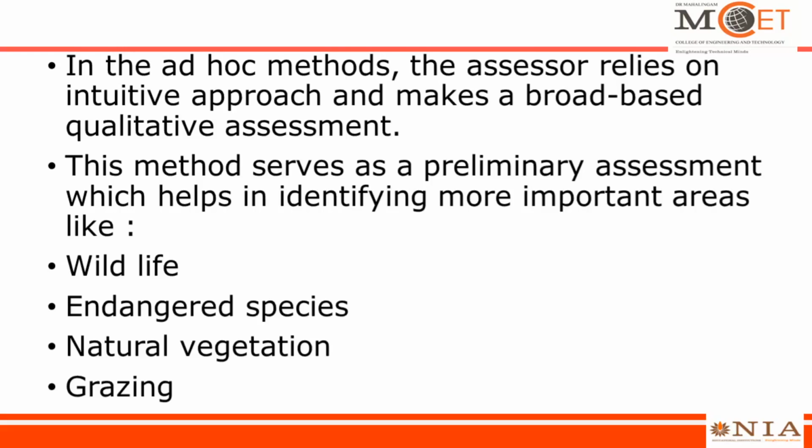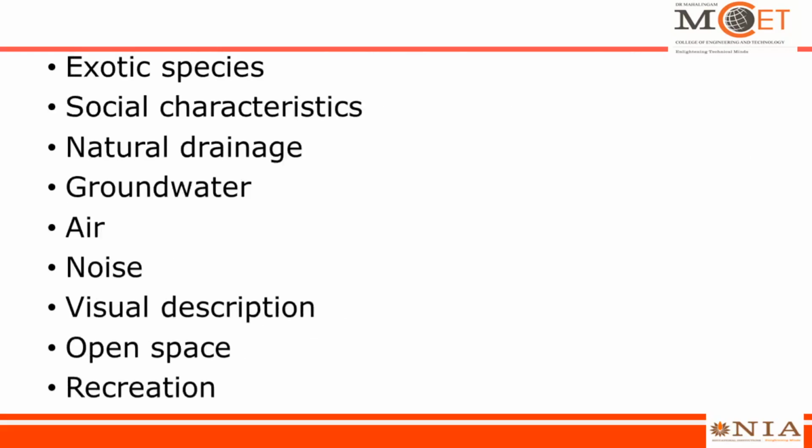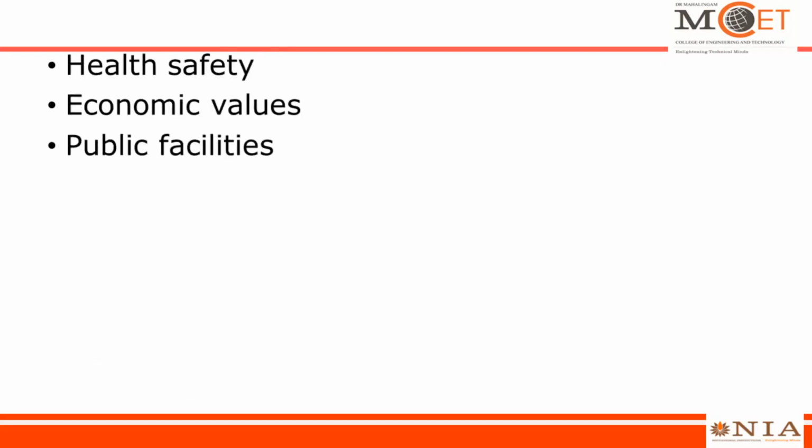So what are the parameters that are seen in the Adhoc method? Wildlife, endangered species, natural vegetation, grazing of animals, exotic species, right? Exotic species is something similar to rare species. Social characteristics, natural drainage, groundwater, air, noise, visual description, open space, recreation, health, safety, economic values, public facilities, etc. So these are some things which may be considered while evaluating a project based on the Adhoc method.